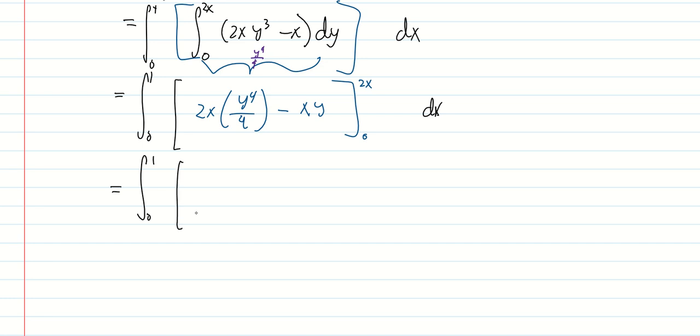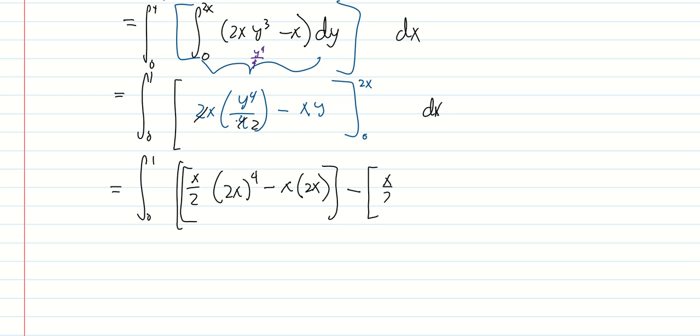And 2x over 4 is just 1/2 x, or x over 2. Then y to the fourth: the upper limit is 2x to the fourth. Then minus x times the upper limit again, 2x. This whole thing is the upper limit. Then we subtract the lower limit, where we just substitute 0 because that's our lower limit.